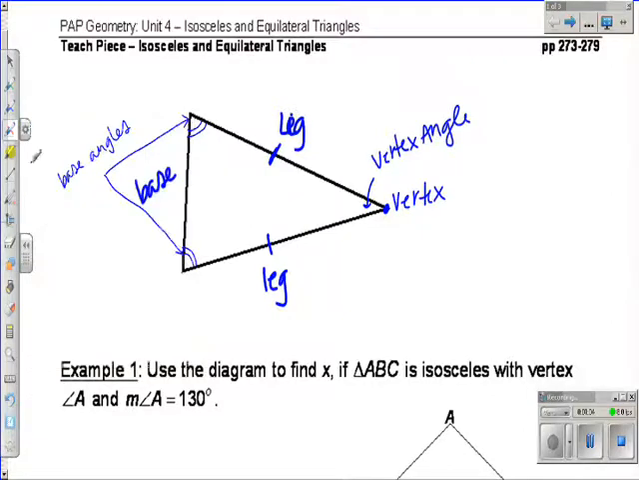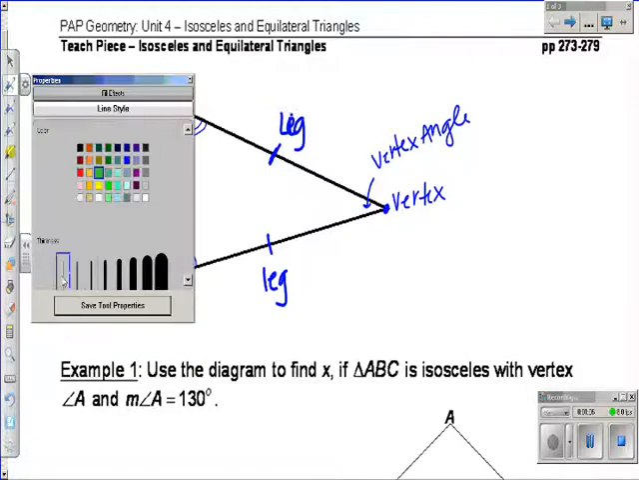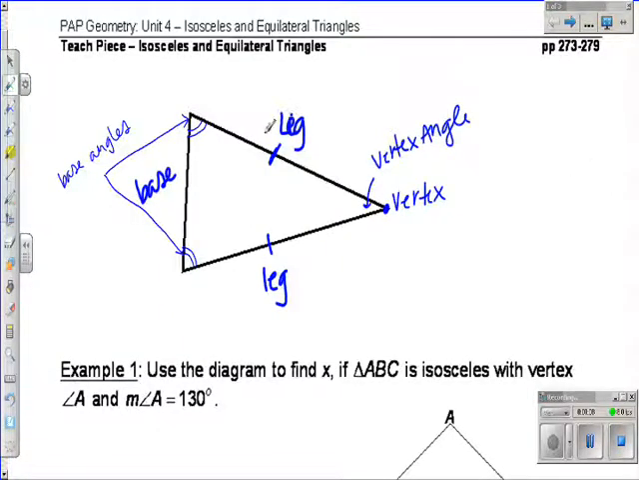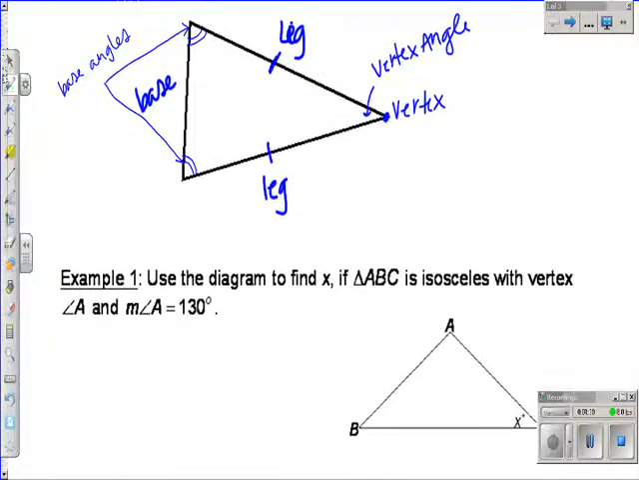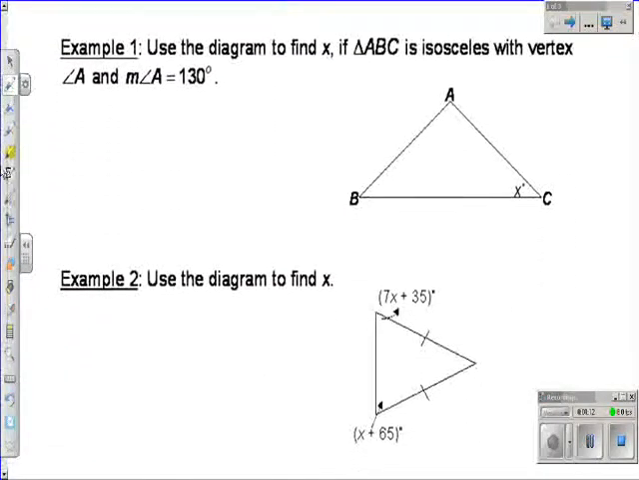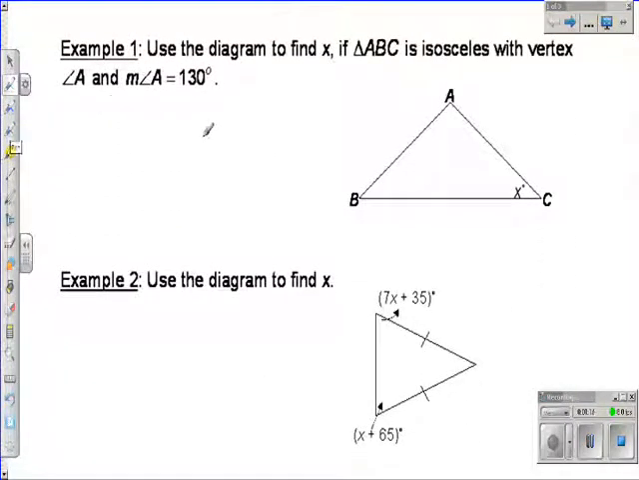So from here, we're going to go through and do some examples. The first one is we want to use the diagram X. If ABC is isosceles with vertex A, when it says vertex A, you automatically know that the sides adjoined with vertex A are your legs, and those are your congruent sides. It says the measure of angle A is 130 degrees.